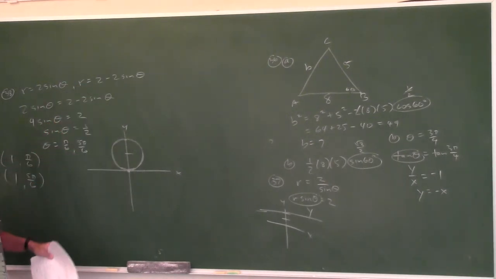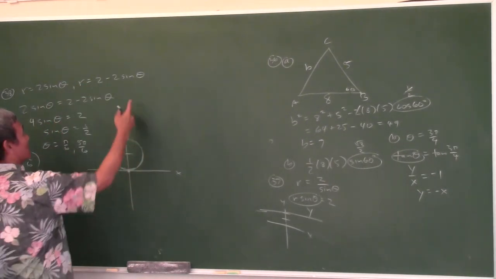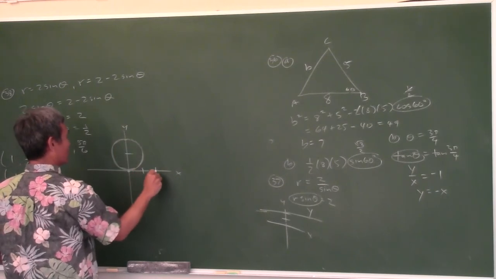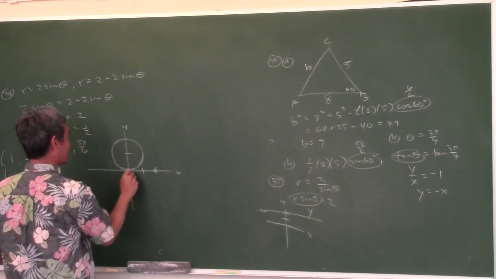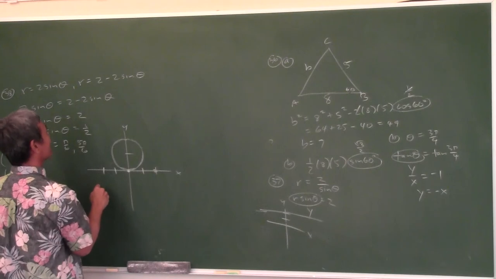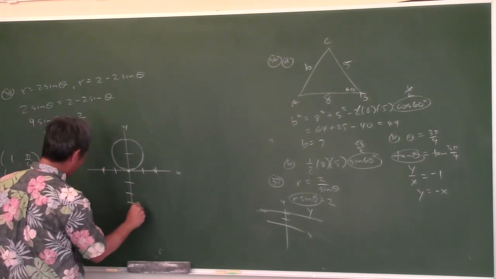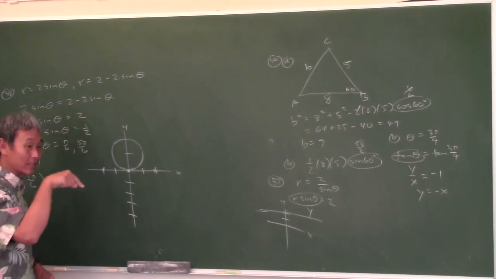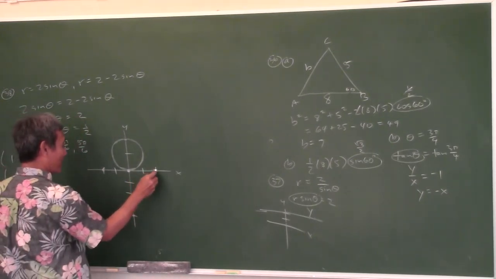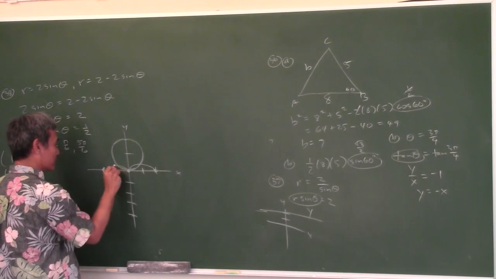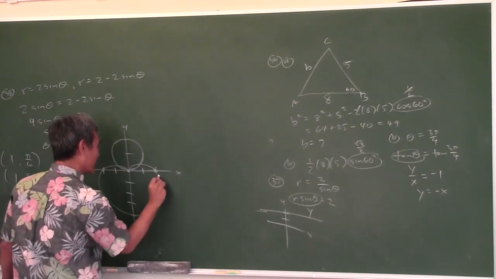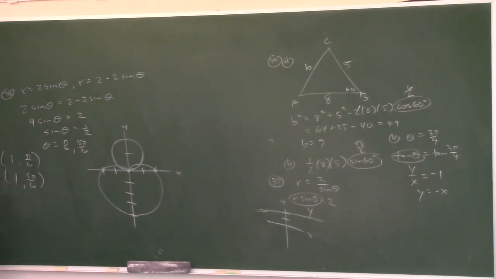What about that one? Plot the 4 quadrantal angles. 0, you get 2. Pi over 2, you get 0. Pi, 2. 3 pi over 2, 4. Not negative 4, it's 4. You have to go 4 in the direction of 3 pi over 2. And there is your cardioid blowing to the north.